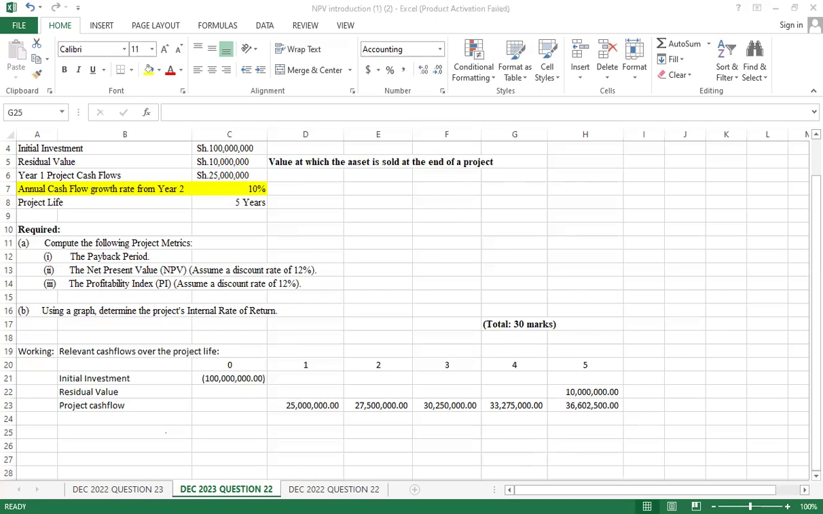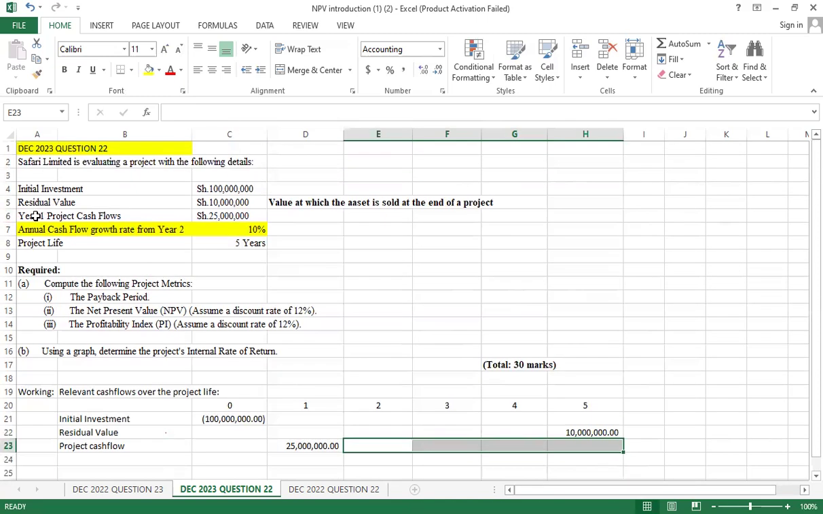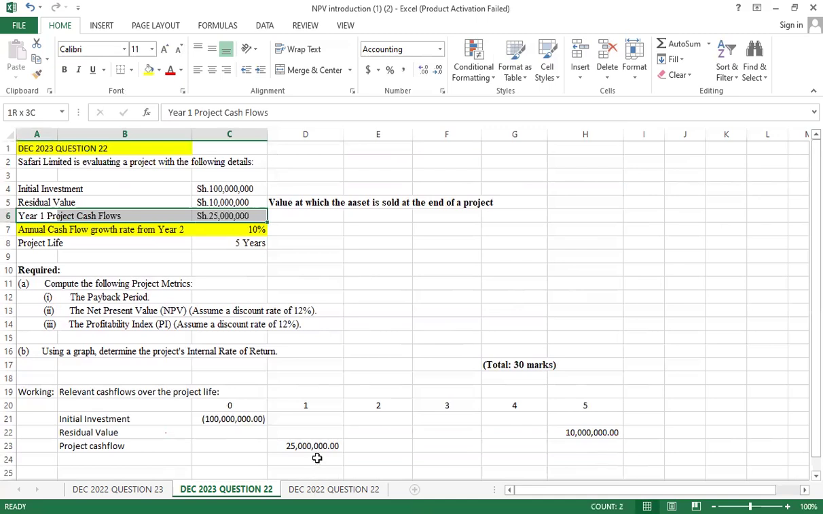Abdi, you are saying I repeat the project cash flows computation. So, Abdi, what I've said, the one for year one we know, this 25 million, hiyo tunajua. 25 million ilipeanwa hapa, year one project cash flow. So, nimeweka 25 million in year one. If I want to compute for year two, we are told in this statement that annual cash flow growth rate from year two is 10%.